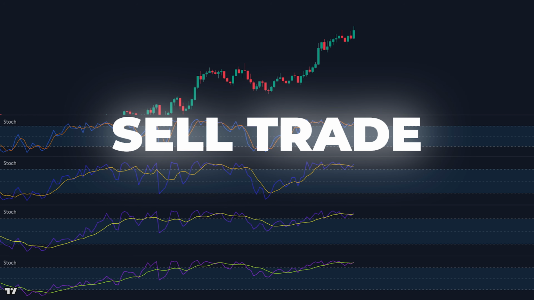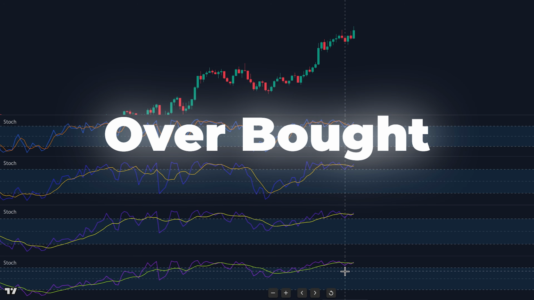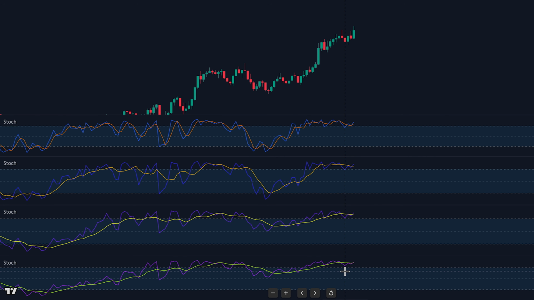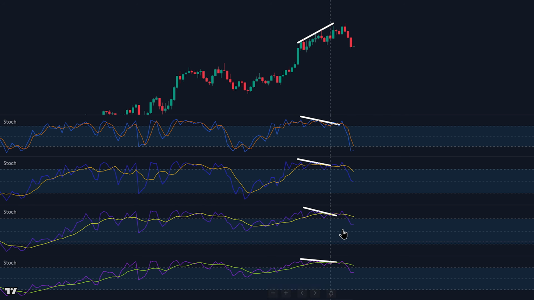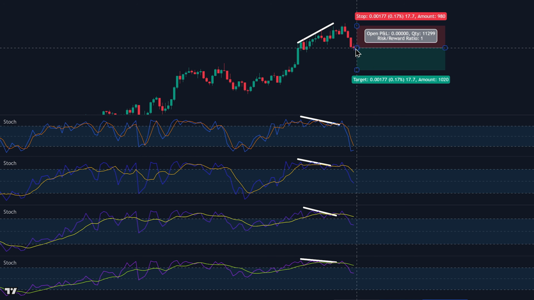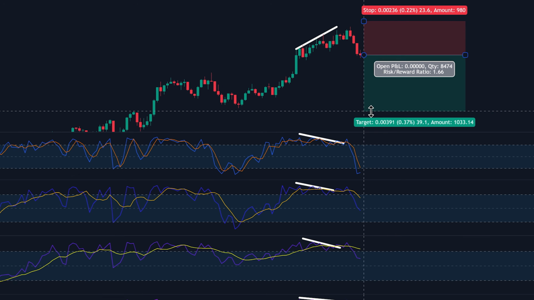For a sell trade, the same logic applies in reverse. Wait until all 4 stochastics are above 80, indicating that the market is overbought, and confirm bearish divergence, where price makes a higher high but the stochastic indicator makes a lower high. Then, once the stochastic turns down, enter your sell trade on the next candle, and place your stop loss above the most recent swing high, again aiming for a similar risk-to-reward ratio.